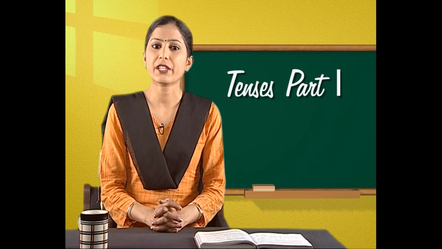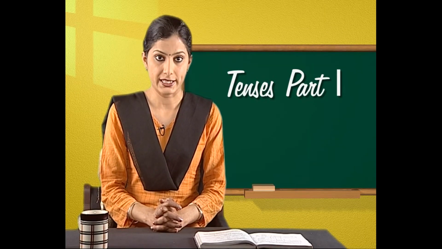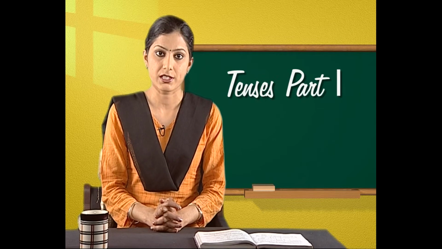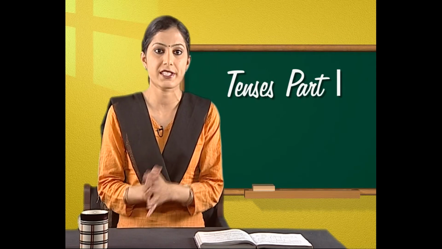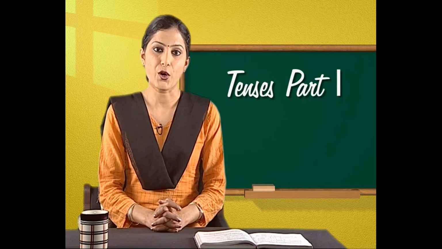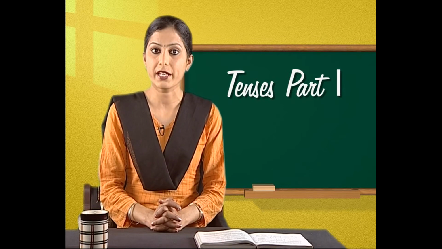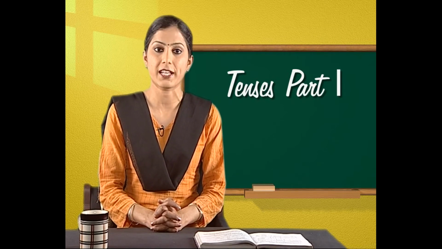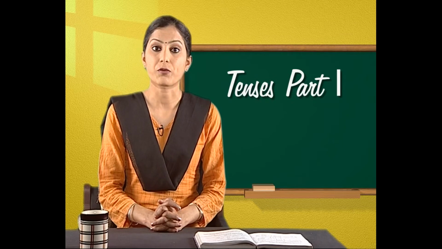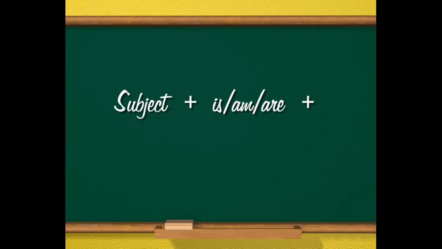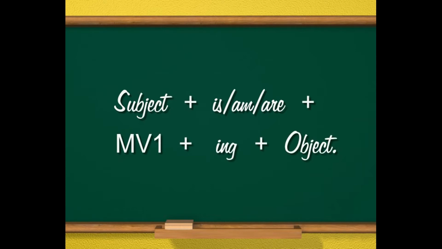Now I think you are clear about the identity and uses of the present continuous tense. Let us move on to learn how to make the present continuous tense. The rule of the sentence is like subject plus is or am or are plus main verb 1 plus ing plus object.